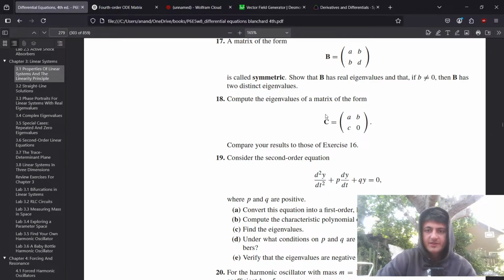Compute the eigenvalues of a matrix of the form C is equal to, where D is 0. Compare your results to exercise 16. So you're going to get A minus lambda times 0. So, okay, yeah, we should do 18. Just get really familiar with this stuff.